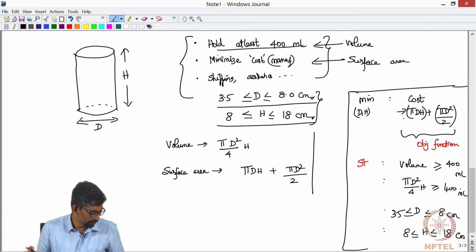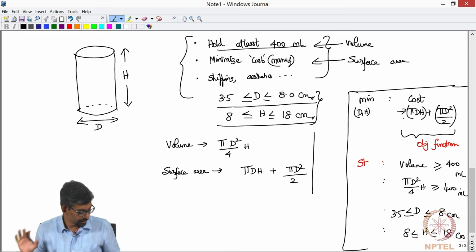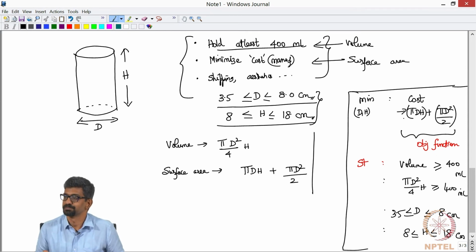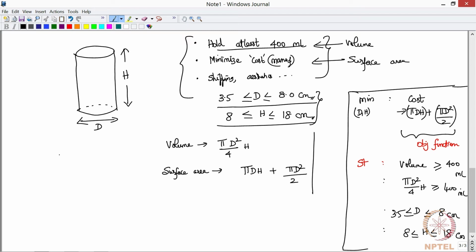LP problems and non-linear problems, and then equality constraints, inequality constraints, then what? There is a concept of design domain. In this case, what are your design variables? The domain need not be a rectangle or a square, but in this case it is. D is one variable and H is one variable. D varies between 3.5 and 8 and H varies between 8 and 18.